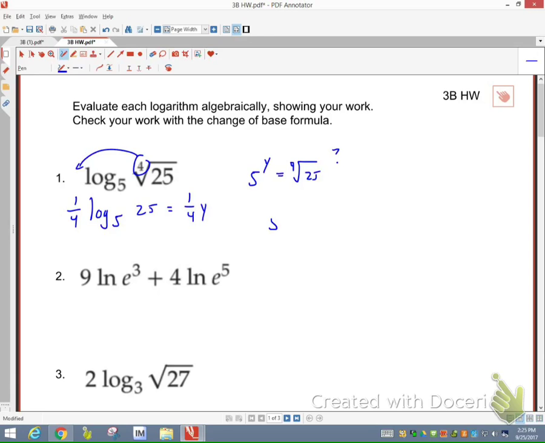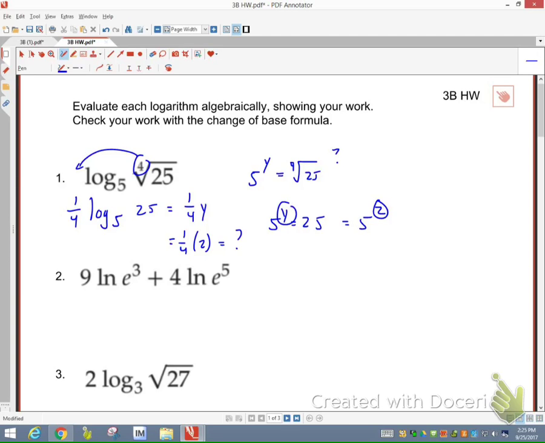Okay? Now I can say 5 to the y equals 25. All right, equals 5 to the 2. 25 is 5 to the 2. Y equals 2. 1/4 times 2 equals what? That's a whole lot easier.